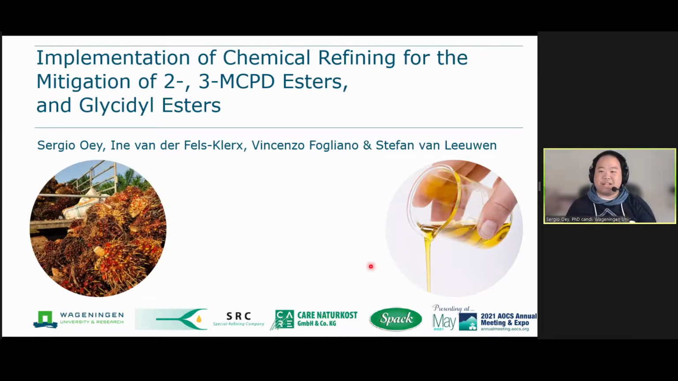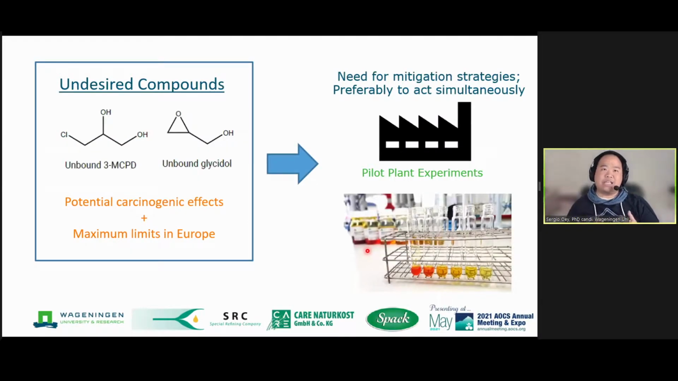So recently, certain chemical compounds have been introduced to us, the scientists, and they turn out to be quite harmful. Rats and mice can develop cancer when they are exposed to these compounds, and these compounds are called 3-MCPD esters and glycidyl esters. 3-MCPD stands for 3-monochloropropanediol. And on top of that, recently in Europe, maximum limits have been implemented for both of the compounds.